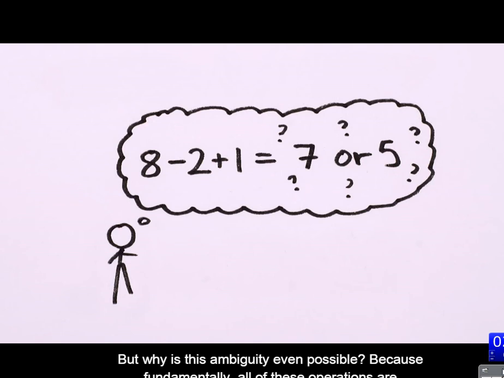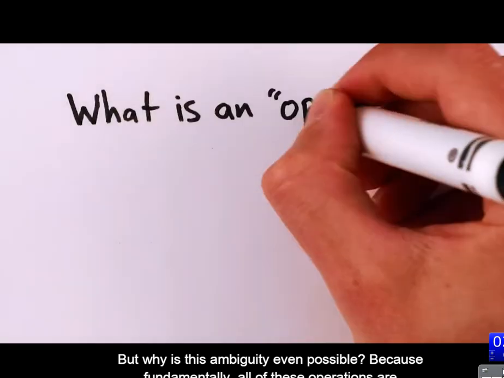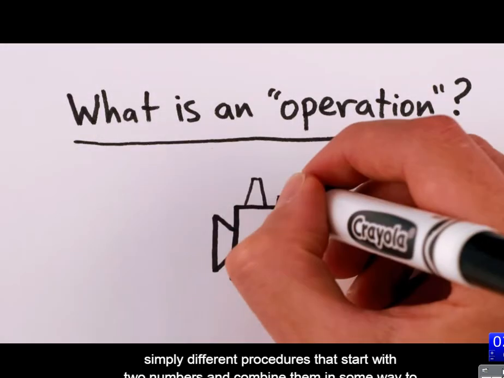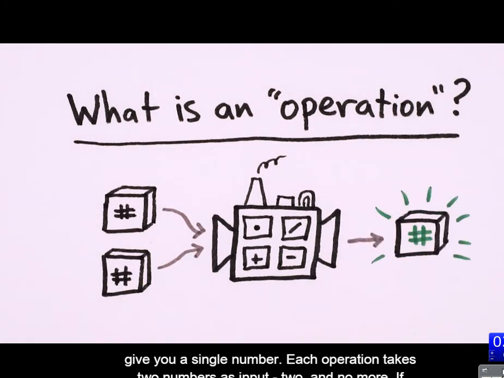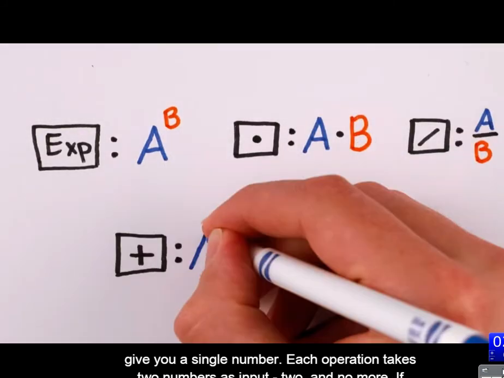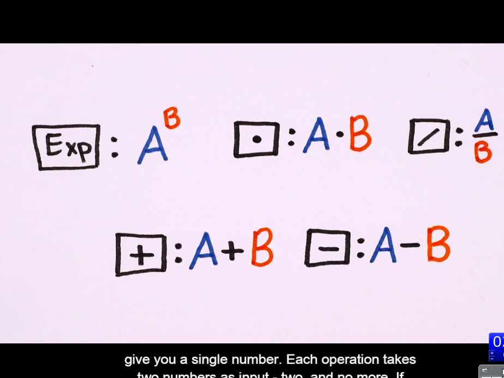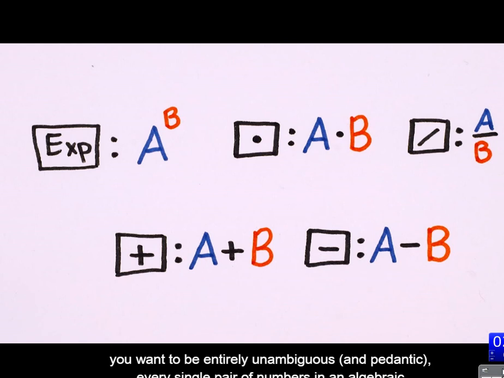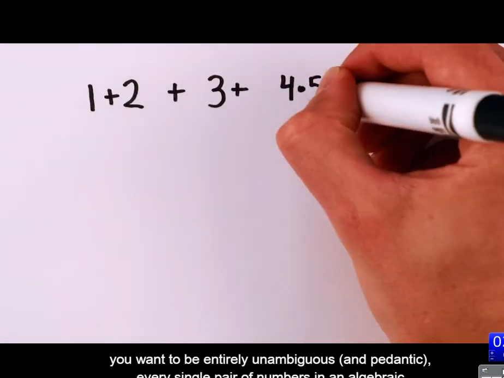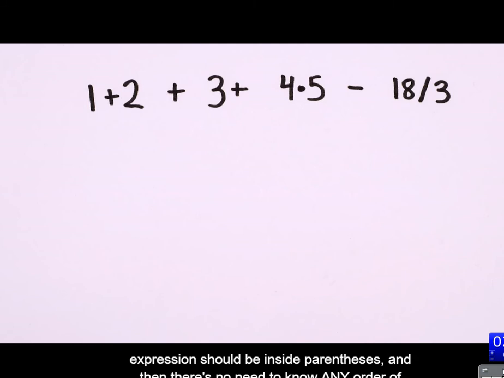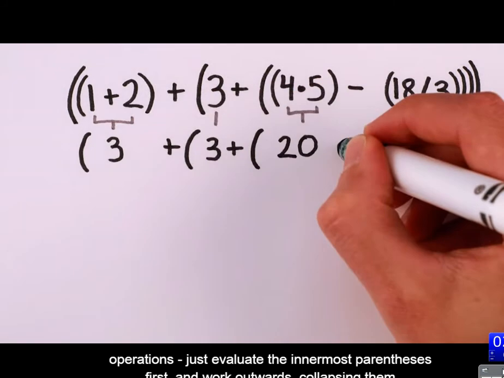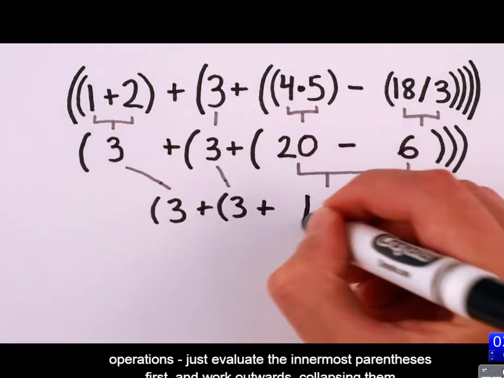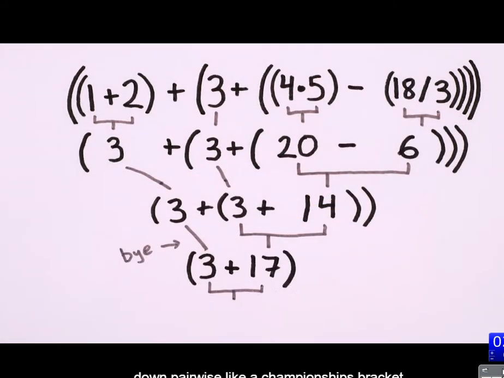But why is this ambiguity even possible? It's because, fundamentally, all of these operations are simply different procedures that start with two numbers and combine them in some way to give you one number. Each operation takes two numbers as input, two and no more. If you want to be entirely unambiguous and pedantic, every single pair of numbers in any algebraic expression should be inside parentheses. And then there's no need to know any order of operations. Just evaluate the innermost parentheses first and work outwards, collapsing them down pairwise like a championship bracket.